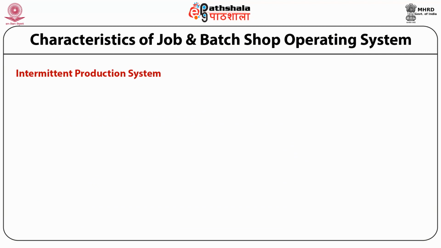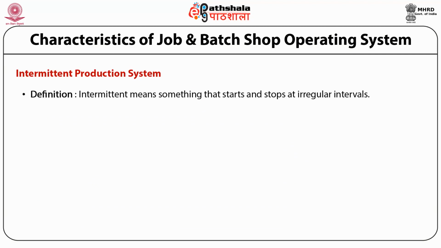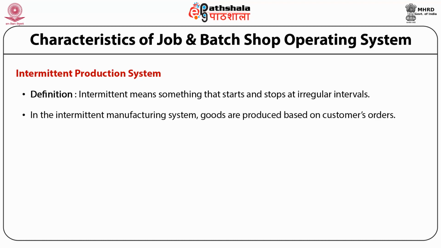Intermittent production system. Definition. Intermittent means something that starts and stops at irregular intervals. In the intermittent manufacturing system, goods are produced based on the customer's order. In this system, goods are produced on a small scale. The flow of production is irregular. In other words, the flow of production is not continuous.